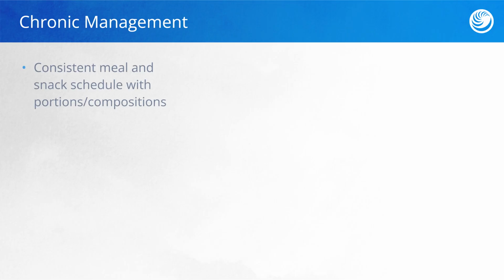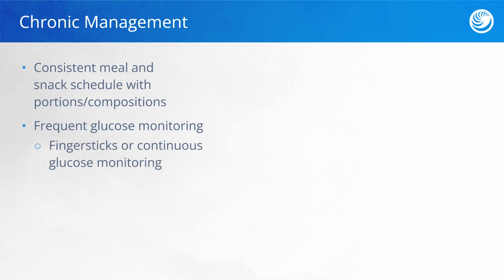Let's talk about chronic management of a patient with diabetes mellitus type 1. We have to give them a consistent meal and snack with portions and compositions, meaning balanced protein, fat, and carbohydrates. They'll have to frequently monitor their blood sugar, and they're going to do that with finger sticks, usually before meals and at night. They're going to have to keep a diary of those levels too for the healthcare provider so we know that treatment's working.